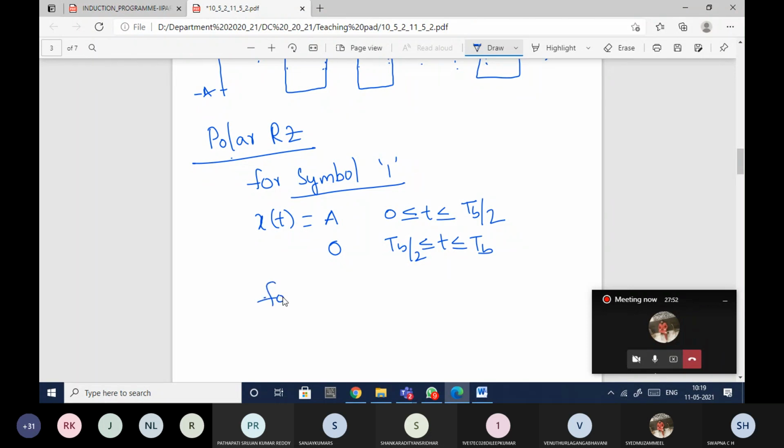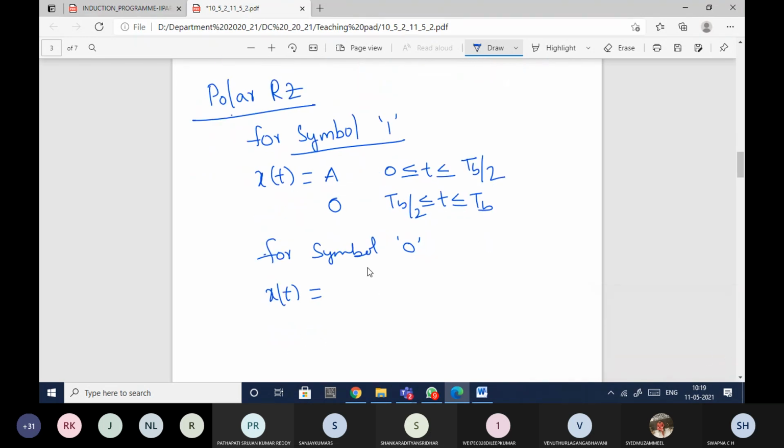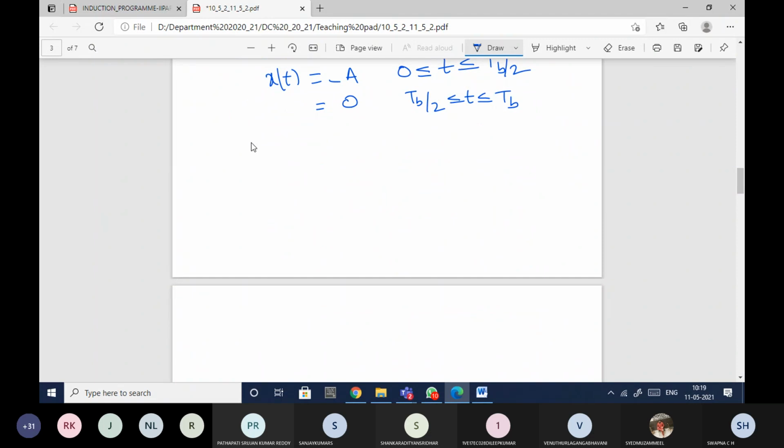Okay, for symbol 0, now anybody can try. Minus A from 0 to Tb by 2, and it will be equal to 0 from Tb by 2 to Tb. Okay, that is what this polar RZ is. So we'll take some example.